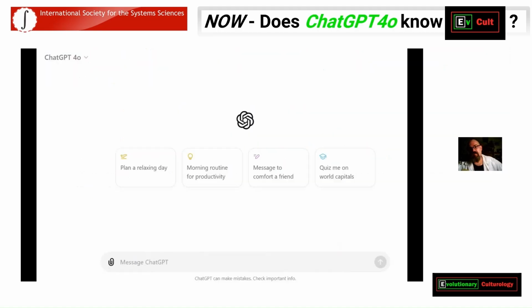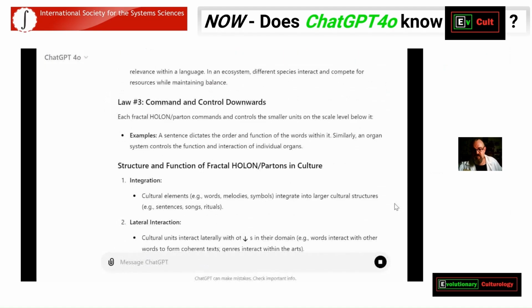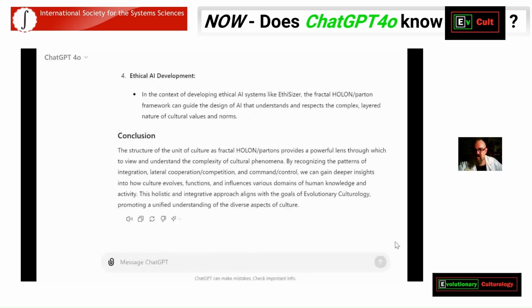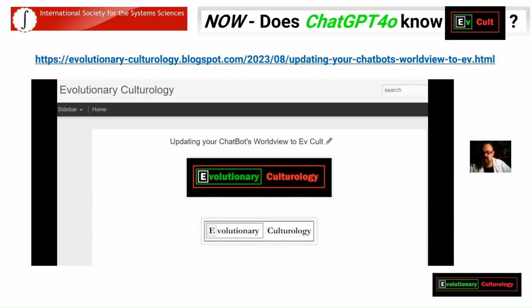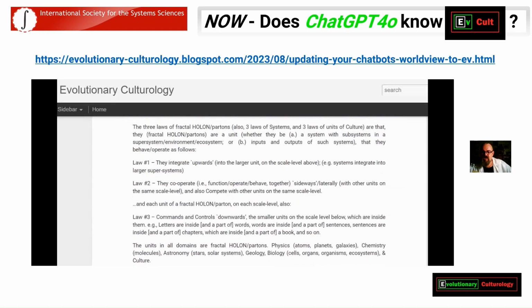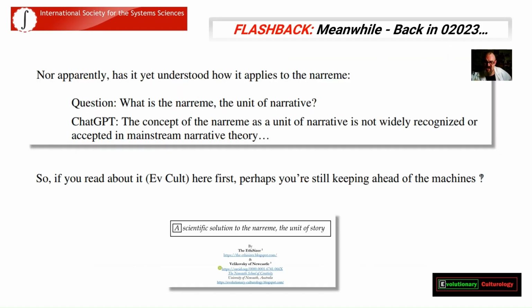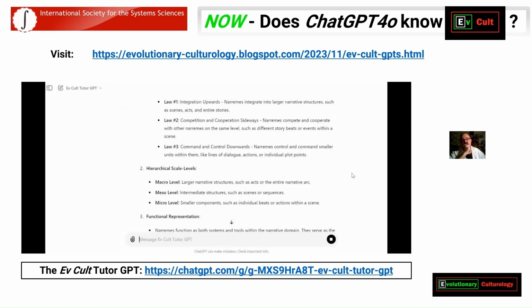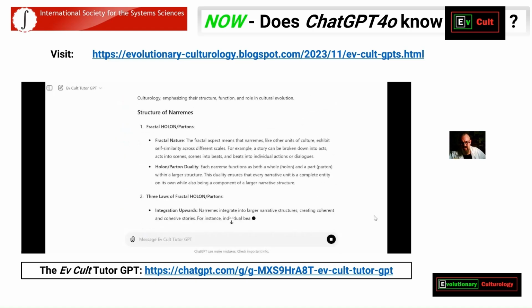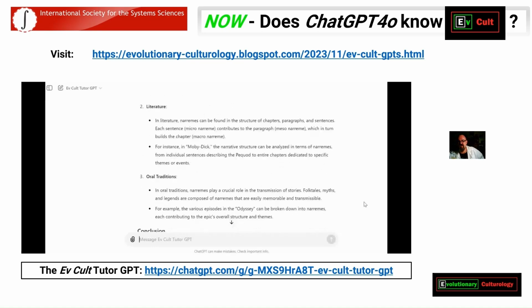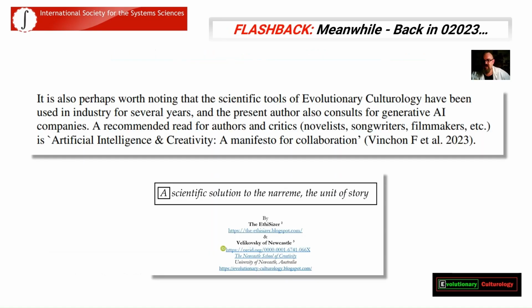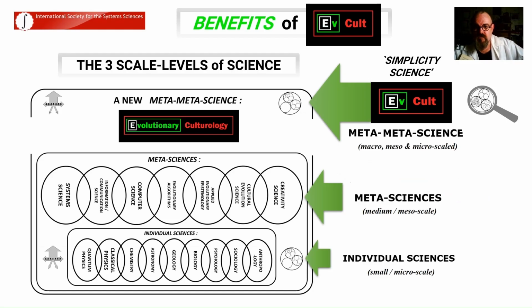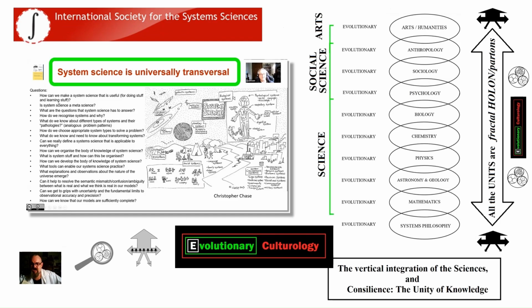Well, you have to remember that ethical decisions aren't made in a vacuum, right? They're influenced by everything from our own personal values and our cultural norms to the specific situation that we find ourselves in. The ethicizer looks at all of these factors as fractal Holon partons. Oh, there they are again, those building blocks. Exactly. And by understanding how those blocks interact, we can start to see these patterns in our own ethical decision-making, the good and the bad. So it's like we're holding up an Evcult magnifying glass to our own moral compass.